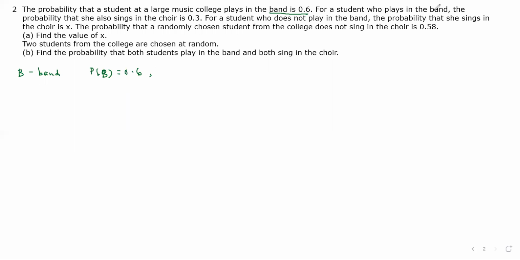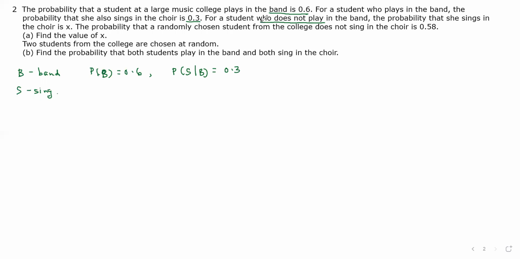For a student who plays in the band, the probability that she also sings is 0.3. This is a conditional probability. Let's say that S is the event of singing. Then we know the probability that she sings, given that she is in the band. So we started with this: for a student who plays in the band, the student is already in the band, the probability that she sings is 0.3. So we have probability S given B equals 0.3.